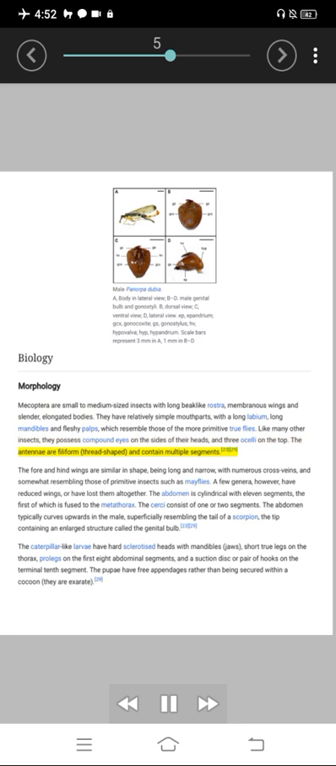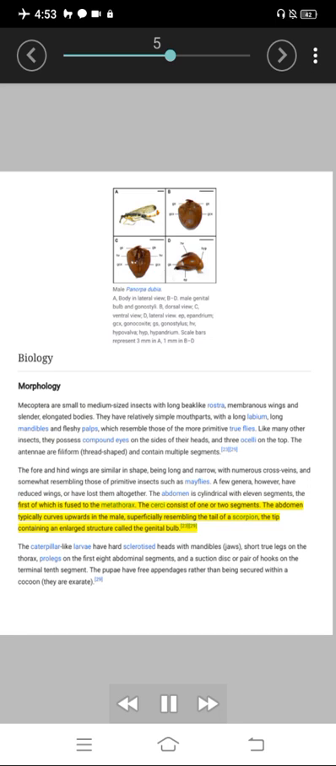23, 29. The fore and hind wings are similar in shape, being long and narrow, with numerous cross veins, and somewhat resembling those of primitive insects such as mayflies. A few genera, however, have reduced wings, or have lost them altogether. The abdomen is cylindrical with 11 segments, the first of which is fused to the metathorax. The cerci consist of 1 or 2 segments. The abdomen typically curves upwards in the male, superficially resembling the tail of a scorpion, the tip containing an enlarged structure called the genital bulb.